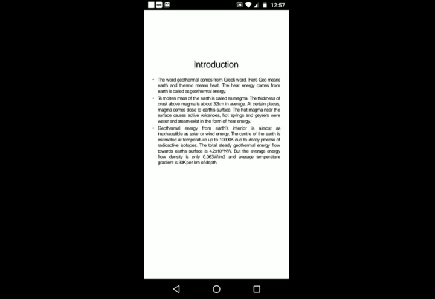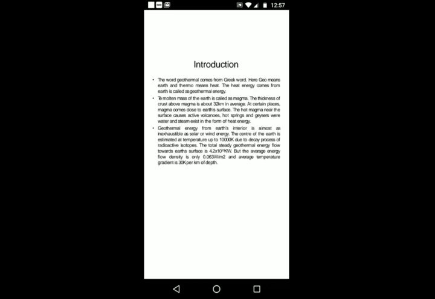And the third layer is the core. The core is the innermost concentric shell of the earth. The core boundary begins at a depth of 2900 kilometers from the surface and extends to the center of the earth at 6371 kilometers. So these are the basics of the internal structure of the earth.